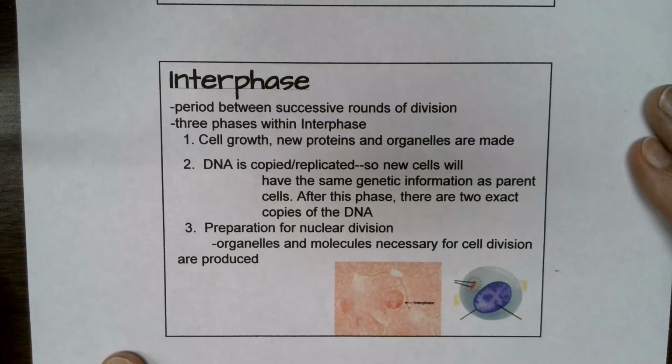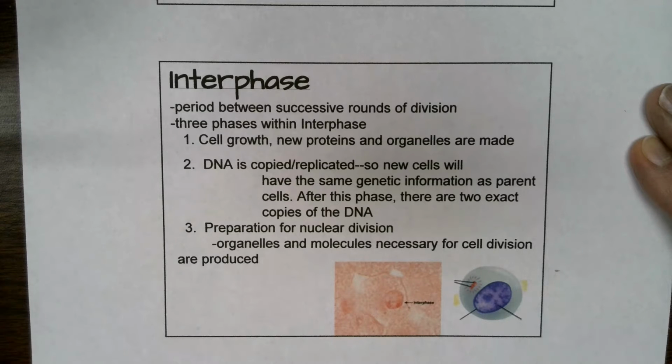Right, so the phase that you typically start with the cell cycle is interphase, but it is not a beginning phase. Notice it says it's the period between successive rounds of division. All right, so there's three phases within interphase. I already mentioned them: cell growth. In the G1 phase, new proteins and organelles are going to be made.